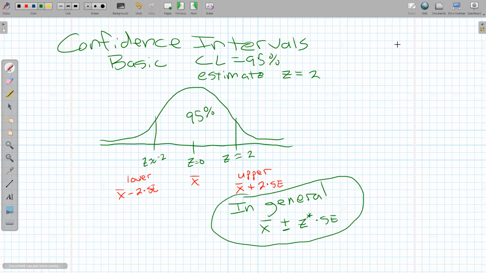So again, we've got our confidence interval basics. 95% is what we usually do. That's a z-score of 2. Just want to double check that in StatKey.